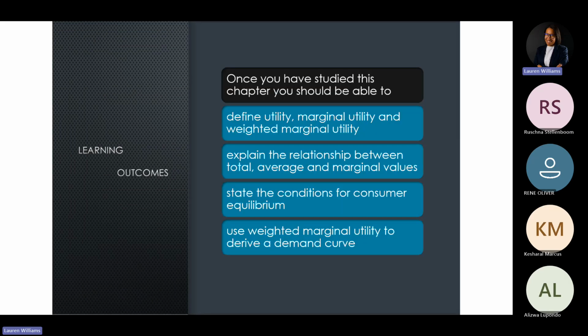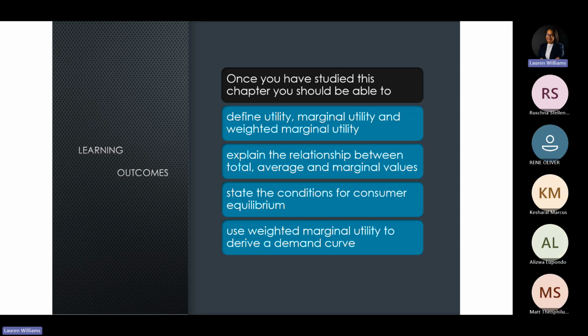Okay. So we will define utility itself. What is marginal utility? What is weighted marginal utility? Explaining the relationships between total utility, your average, and your marginal variables, and then also stating the conditions for consumer equilibrium. That's the part we'll get to in the second part, which will be next week, along with the use of marginal or weighted marginal utility.